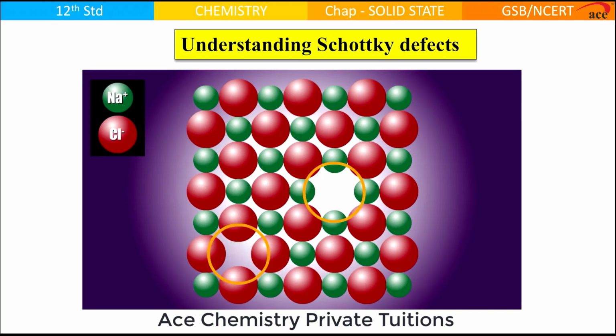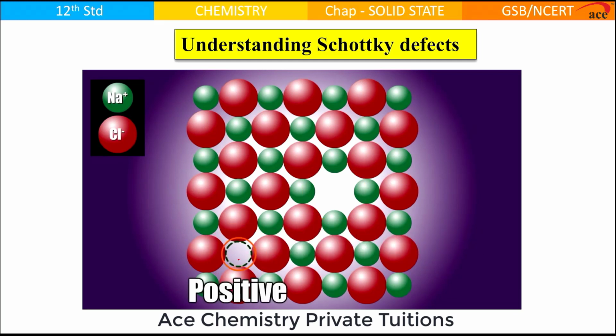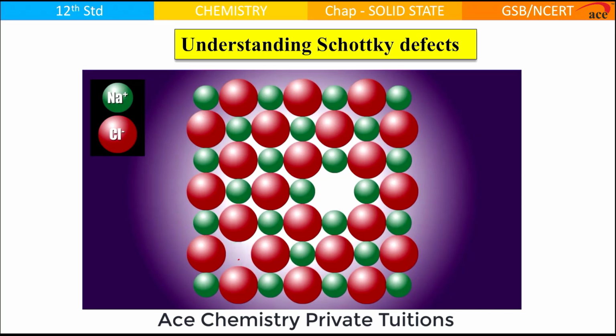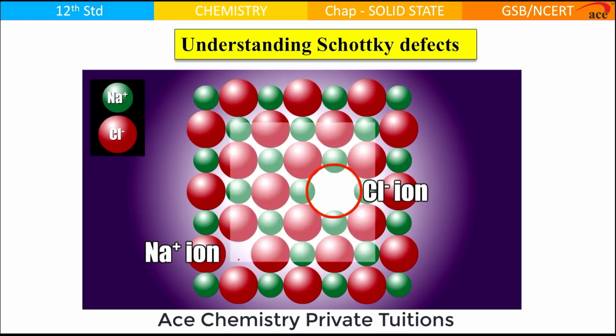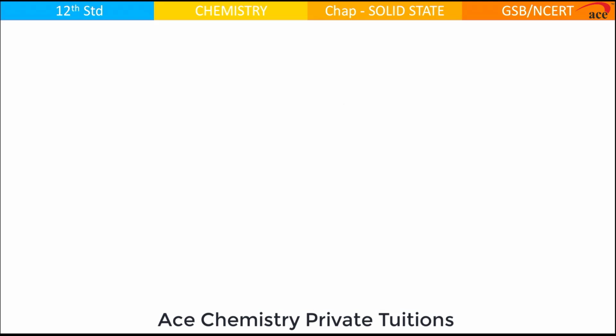If you try to understand Schottky defect, are you able to see the ions are missing, they are unoccupied, that means lattice vacancy is created. So a positive ion is missing, a negative ion is missing, so overall electrical neutrality is maintained in Schottky defect. In Schottky defect, cations and anions are not able to reach their positions during crystallization. One of the best examples for Schottky defect is NaCl.